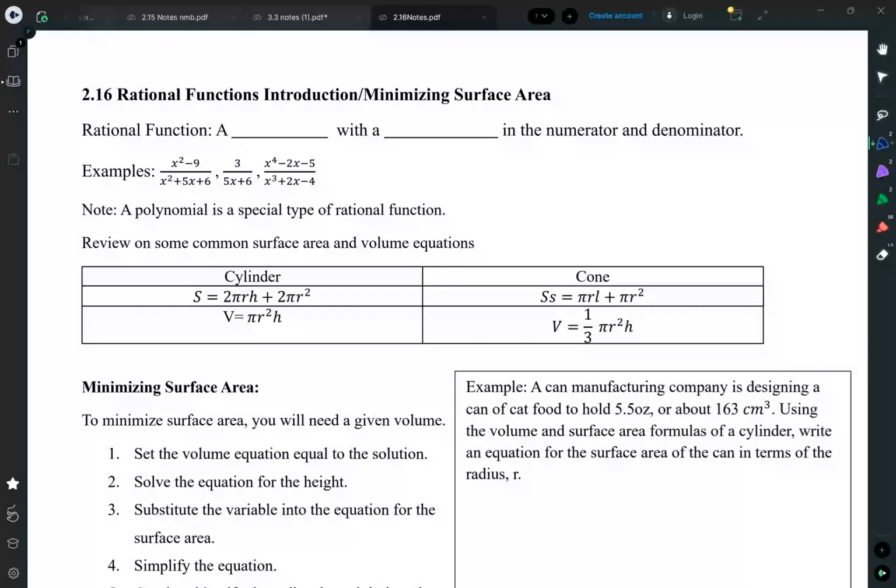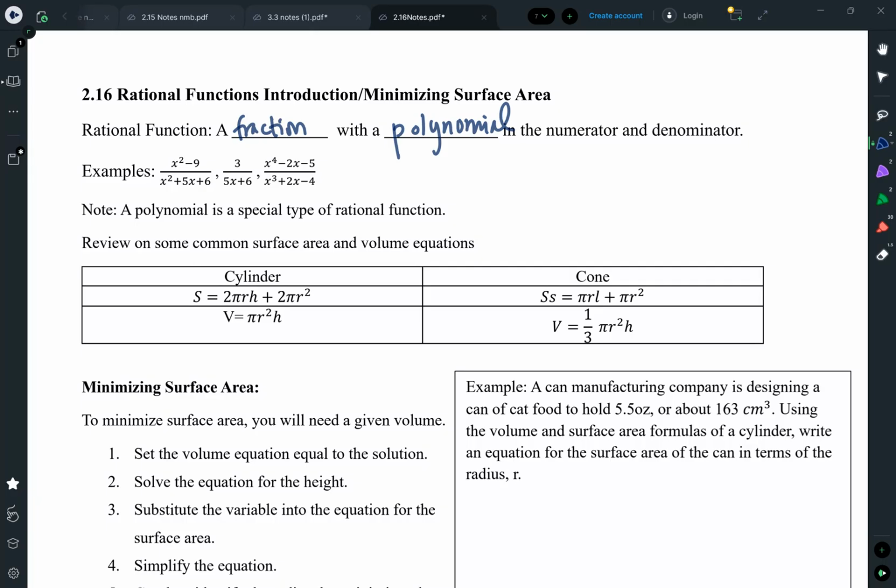We're looking at an introduction of rational functions. Rational functions are a fraction with a polynomial in the numerator and denominator. But we're looking at an intro to those and also minimizing. So here's a bunch of examples, polynomials on the top and bottom. We actually did a little mini lesson with these yesterday, just kind of a review Algebra 1 thing.